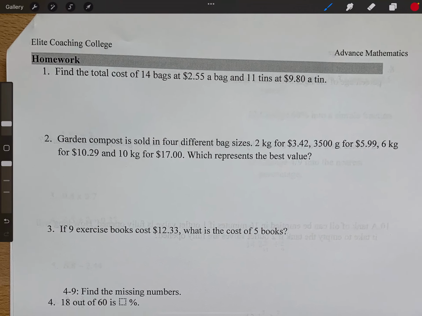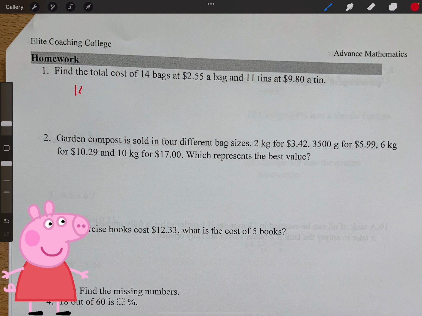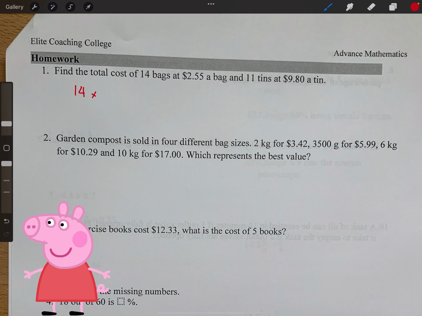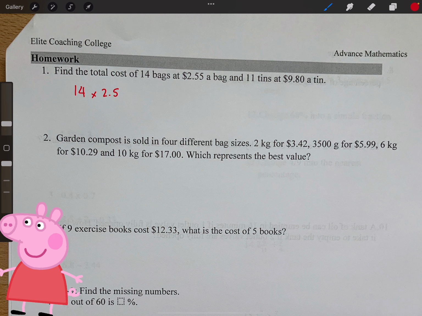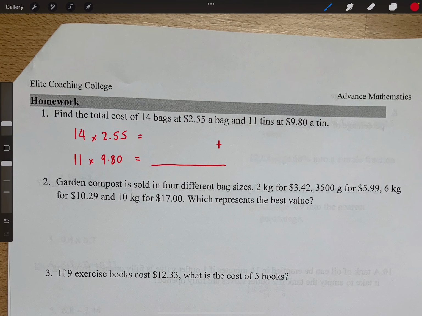First question, find the total cost of 14 bags at $2.55 a bag and 11 tins at $9.80 a tin. So what we're going to do is multiply, because one bag costs $2.55, so 14 bags will be 14 times $2.55. And then we're going to find out what 11 tins are going to cost, so 11 times $9.80. And then once we have these two numbers, we're going to add them up and get a total, and that's the answer. I'll help you with the first one.